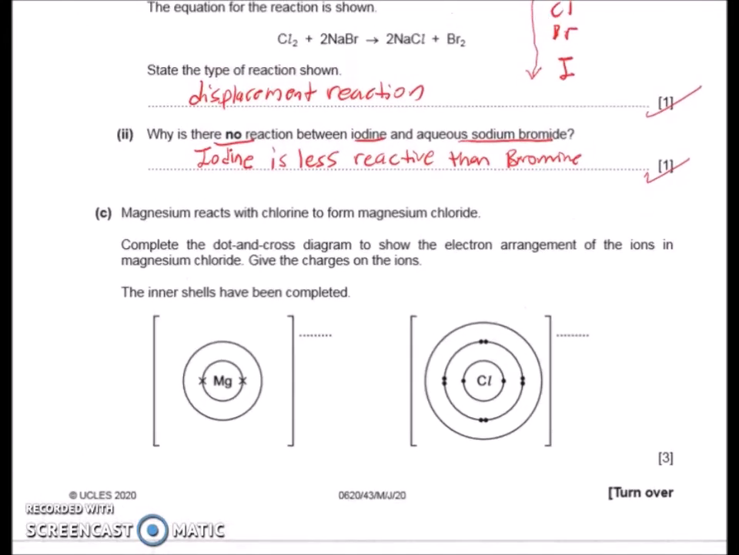Here we have magnesium reacting with chlorine to form magnesium chloride. So here will be magnesium 2 positive and chloride 1 negative.